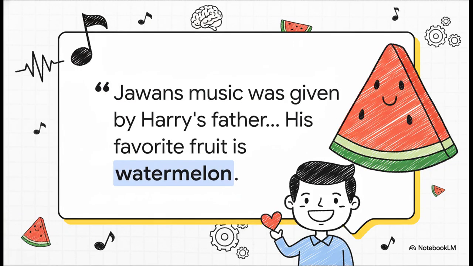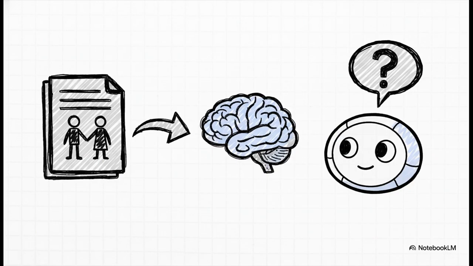Now, to give our bot its very first memory, we're feeding it this completely random, kind of weird sentence. Joanne's music was given by Harry's father, who is a very nice person. His favorite fruit is watermelon. The whole point here is just to prove that it can learn anything we tell it, no matter how obscure it is. We've also slipped in one more tiny little fact into its knowledge base. Harry's best friend is Rohan.